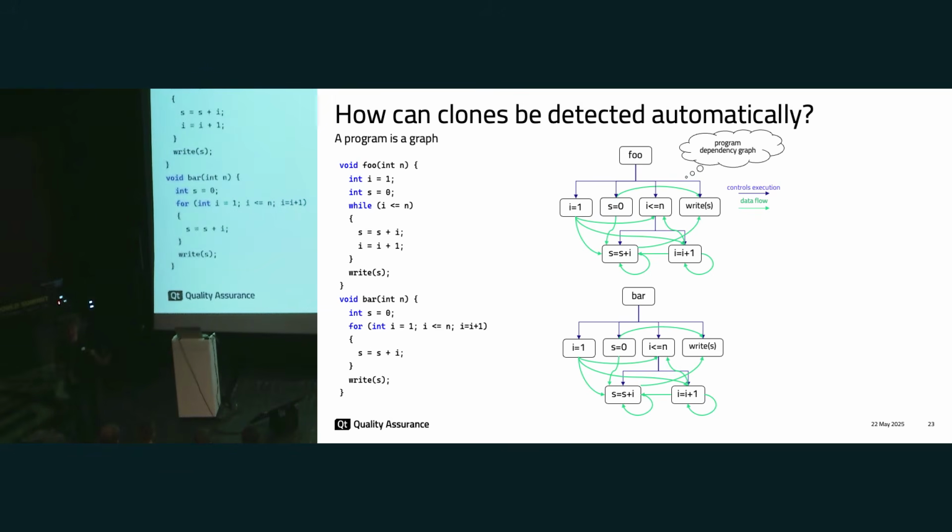Again, I lied. Sorry for that. A program is not a tree. A program is a graph, right? Why is a program a graph? Because it covers dependencies, which turn the program into a graph. And one kind of dependency is a control dependency. For instance, this condition here in the while loop controls whether the assignments in the body of the loop are executed or not. So the elements in the body are control dependent on the condition of the loop.